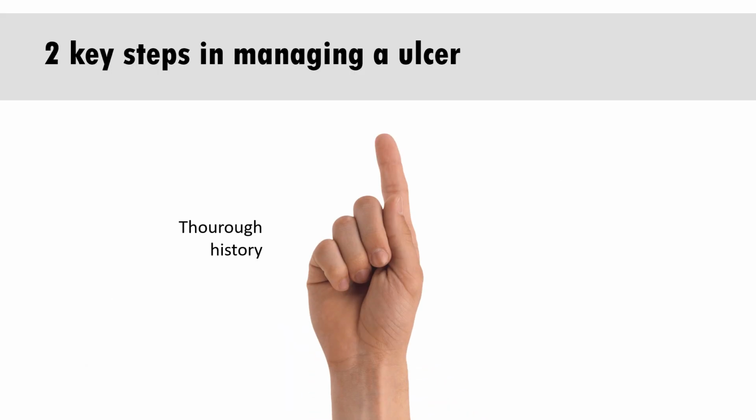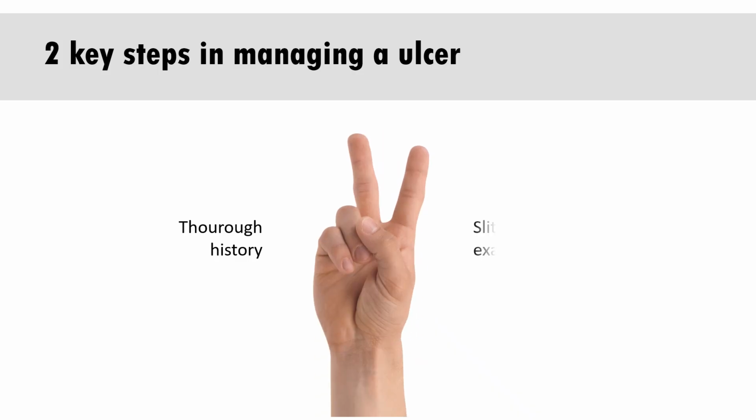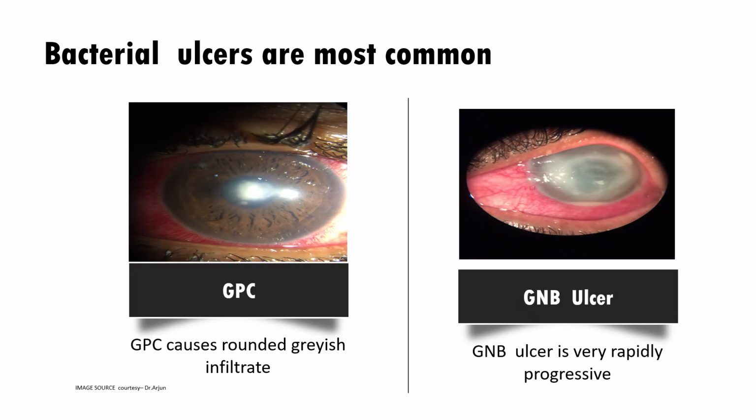There are two steps in managing an ulcer. First one is a thorough history taking and slit lamp examination. Bacterial ulcers are most common, contributing around 60% of the ulcers. Some of the ulcers are so characteristic that if we look at the ulcer, we can pinpoint the organism. But it should not be taken for granted. The corneal scraping should be mandatorily done to confirm what you have seen.